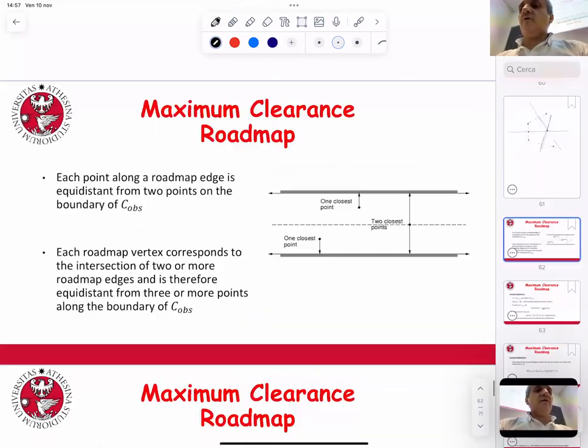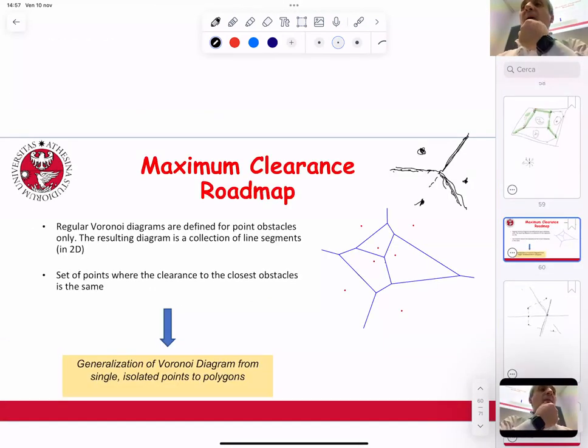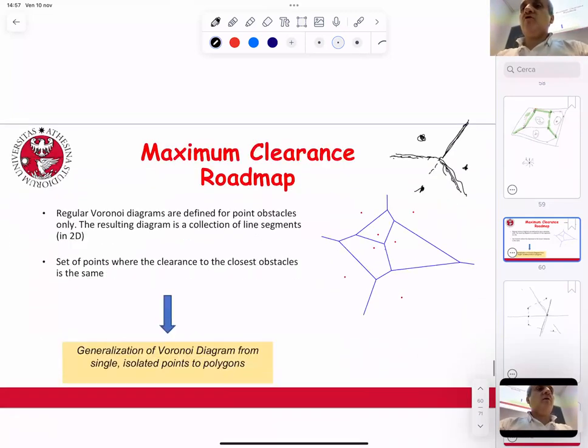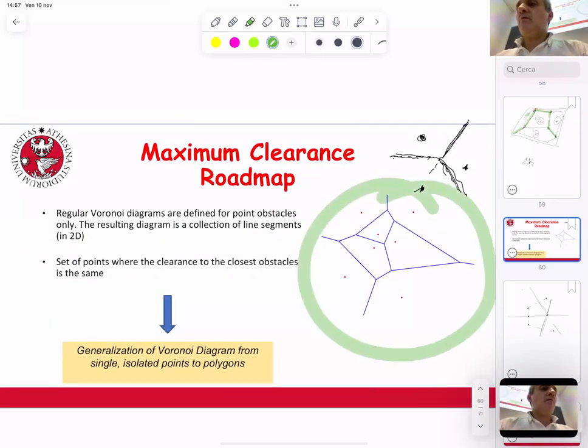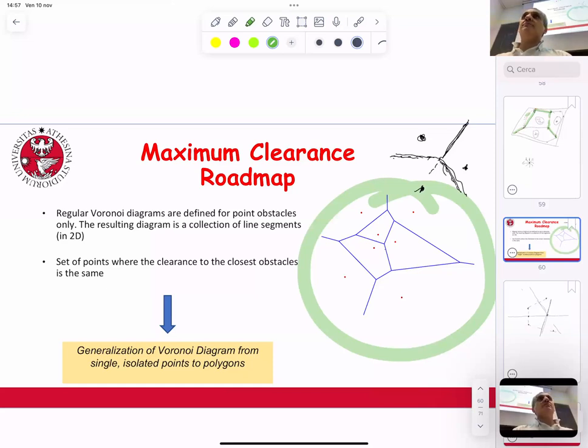And therefore, you come up with something like a cobweb, like this that I'm showing here, which is called the Voronoi diagram. So if you use a Voronoi diagram, you have a guarantee that you will stay away from the obstacles as much as possible. Now, you say, okay, but my problem is the obstacles are not pointwise. They are more complex. And so what can I do?